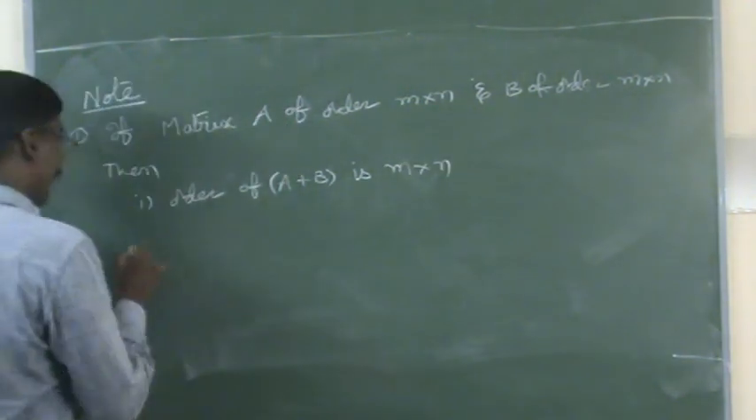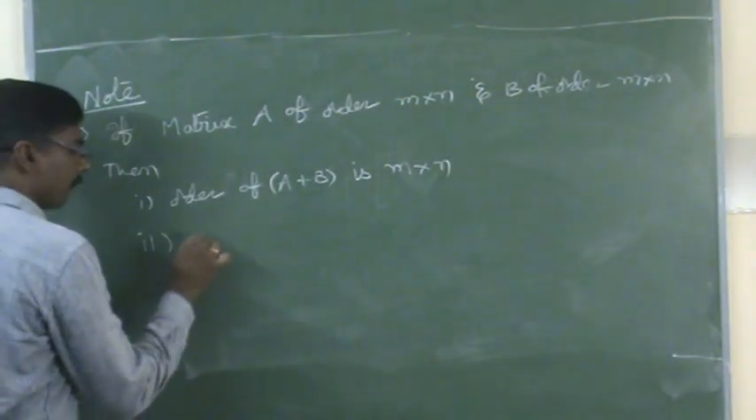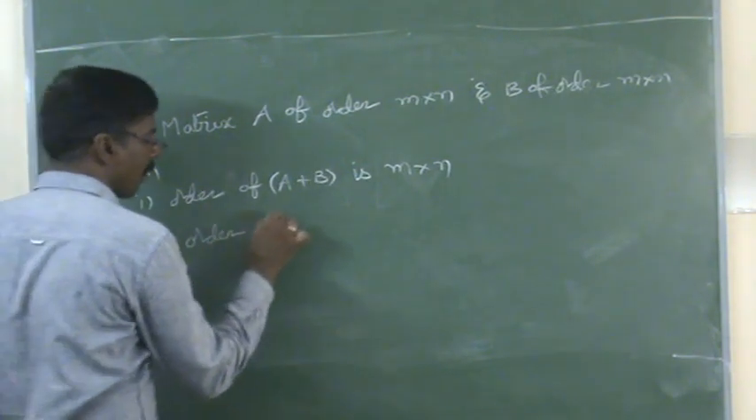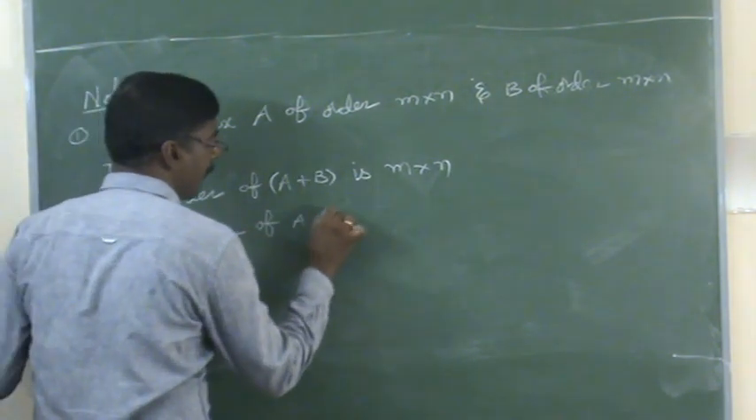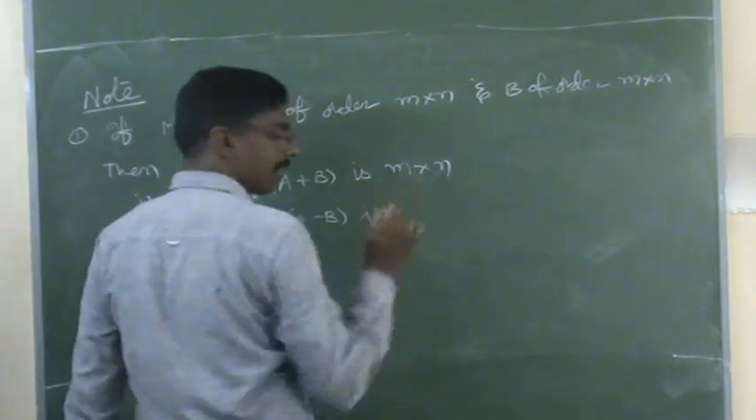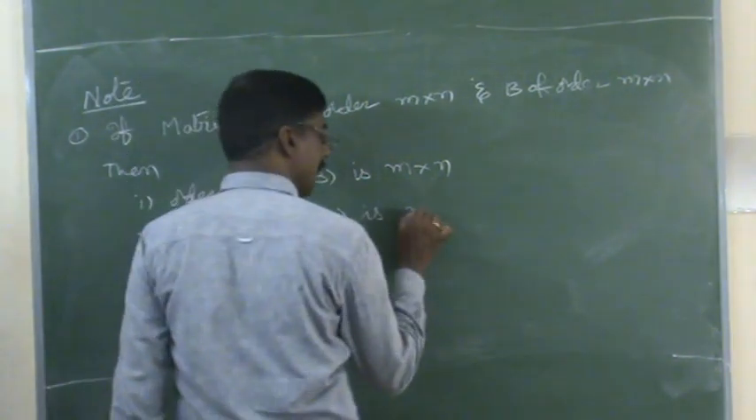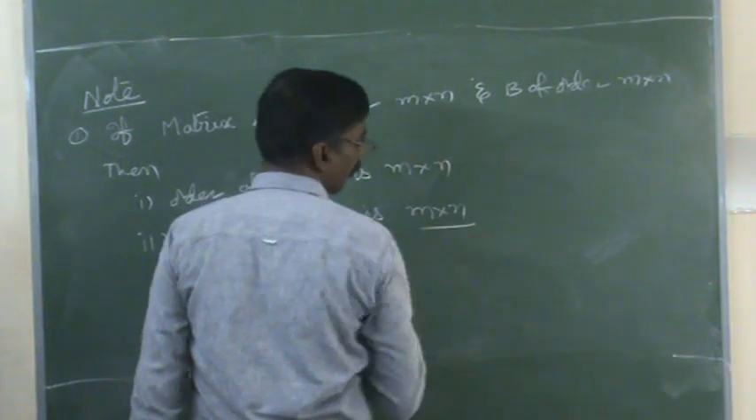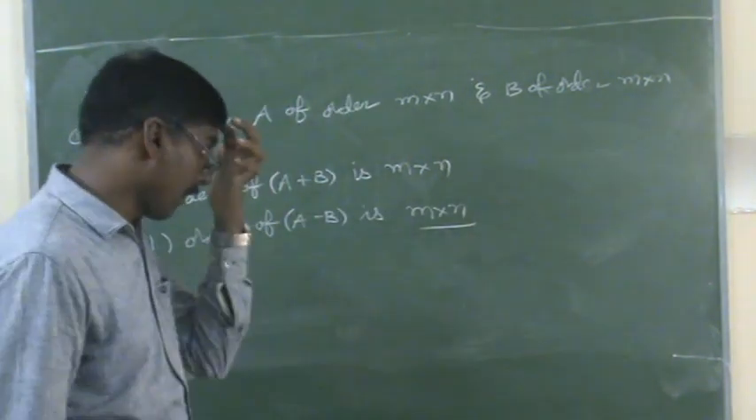Very, very important. Next, the order of matrix A minus matrix B after subtraction, the resultant matrix order is also m by n. Very, very important information.